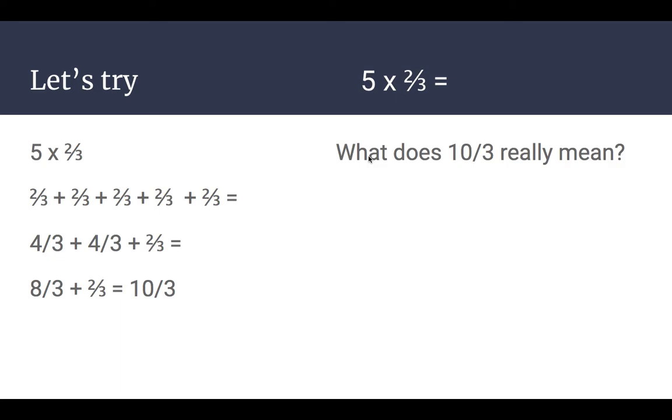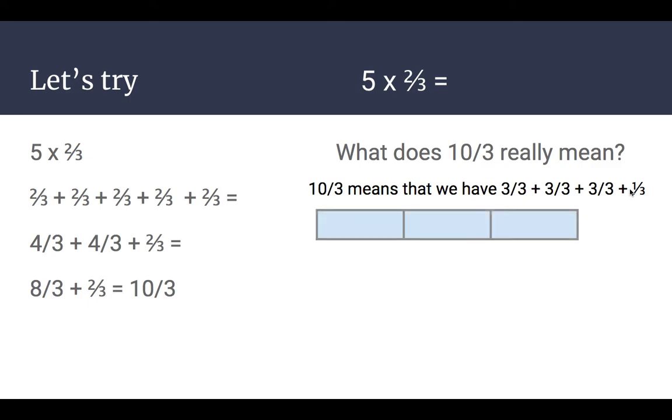So what does it really mean? Before I say anything, you can pause the video here and try to explain it out loud, or you can listen along. 10/3 means that you have 3/3 plus 3/3 plus 3/3 plus 1/3. Let's check my math on that. 3/3 plus 3/3 would give me 6/3, plus 3 more thirds, 9/3, plus 1 more third.